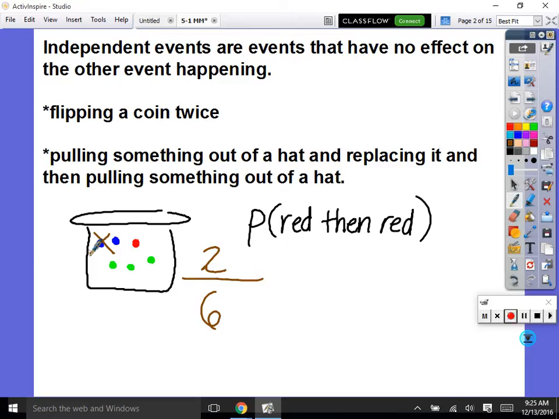5. So if I said to you, what's the probability of drawing a blue marble and then drawing a blue marble if you don't replace it? Now it's become dependent because now we don't have that blue marble in there. So we're looking at a new hat. Does that make sense? So do you see how the first event is now affecting my second event?